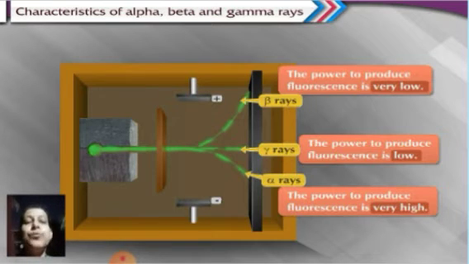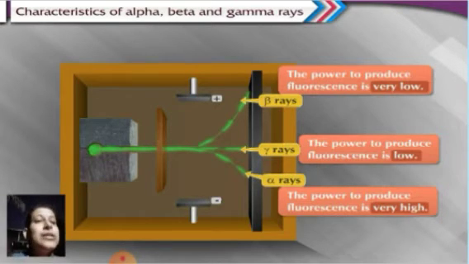Then the power to produce fluorescence. You might have heard about fluorescence, phosphorescence, fluorescence colors, right? So let's see the power to produce fluorescence. The power of alpha rays to produce fluorescence is very high, whereas in the case of beta rays it is very low, and in the case of gamma rays it is more compared to the beta rays, which is low.